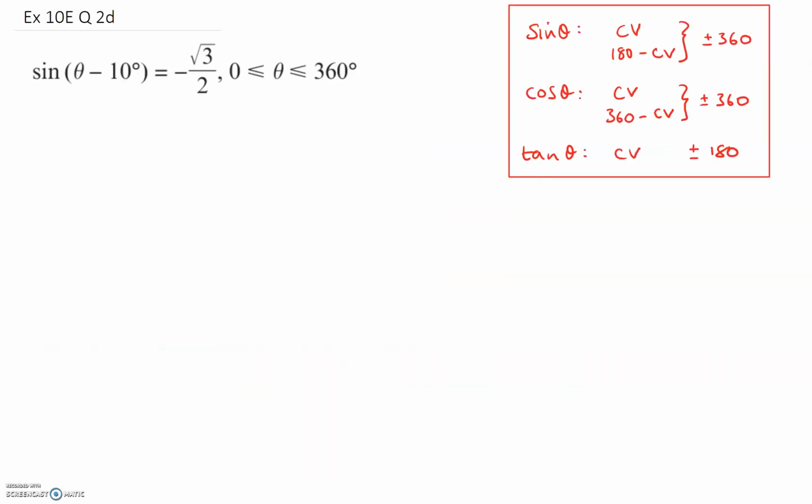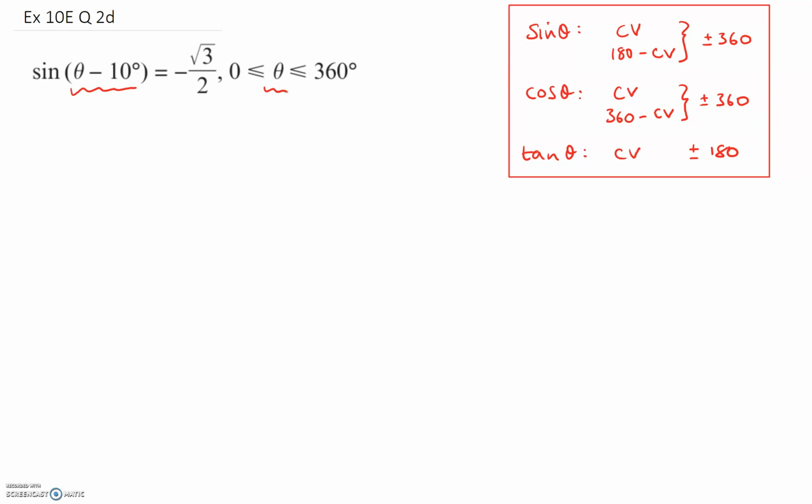So first one is this one, exercise 10e, question 2d. You can see in the top right corner, there's the three rules for the general solutions, and I'm going to look at solving this equation. What you notice about this is it's sine of theta minus 10 and the range is for theta.